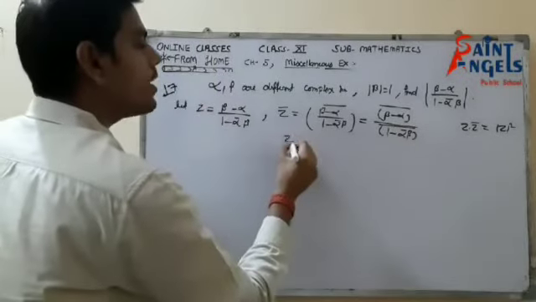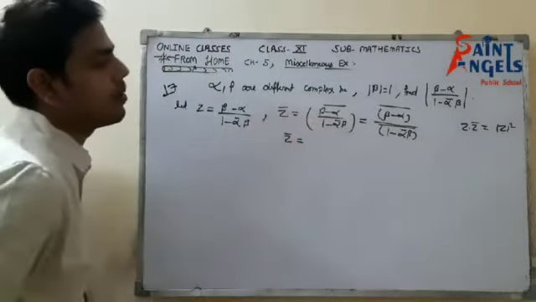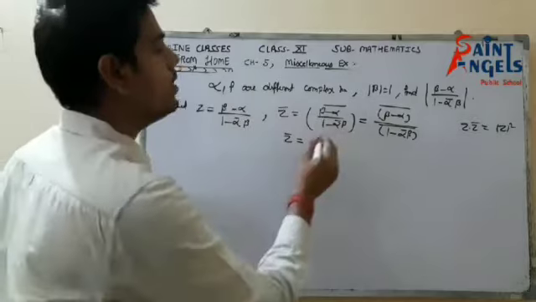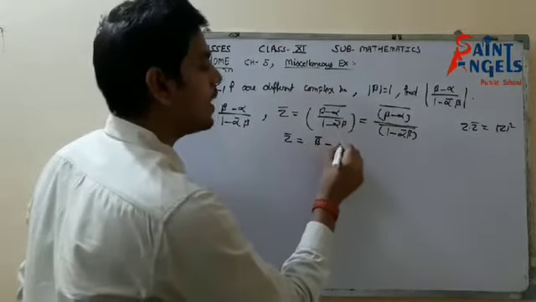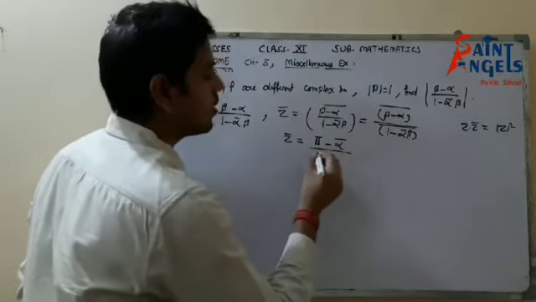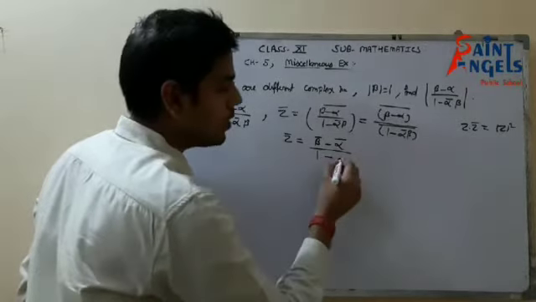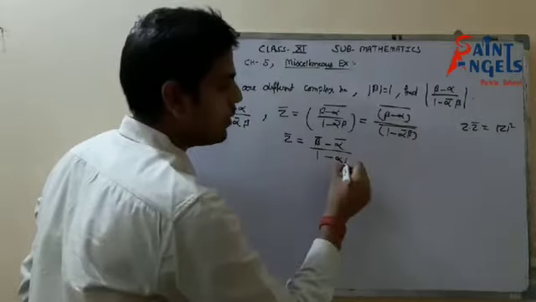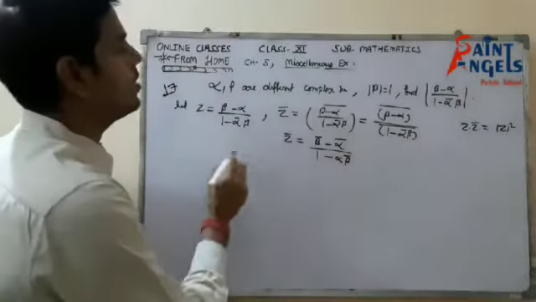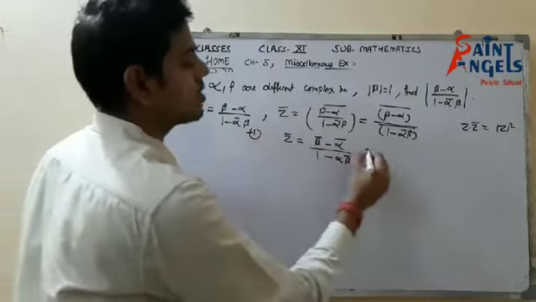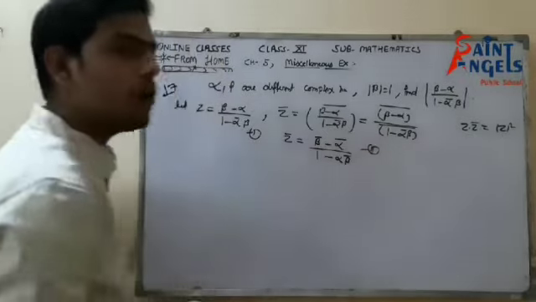We know that the conjugate can be treated algebraically. So it would be beta bar minus alpha bar upon 1 minus, the conjugate of alpha bar would be alpha, and the conjugate of beta would be beta bar. So this is the value of z, equation number first, and this is the value of z bar, equation number second. Now we are multiplying.